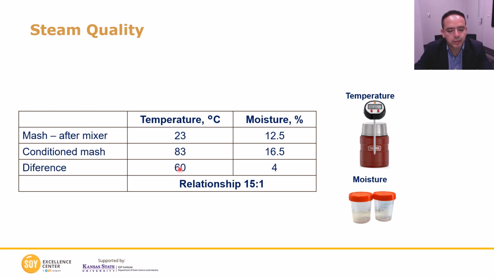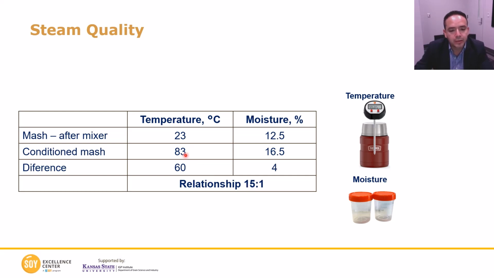You can see that there was a difference of 60 Celsius degrees. When you look at the moisture content, it increased from 12.5 to 16.5. So the increase was 4%. If you divide 60 by 4, you find that they have a relationship of 15 to 1. So this will be an indication that the quality of the steam is good.